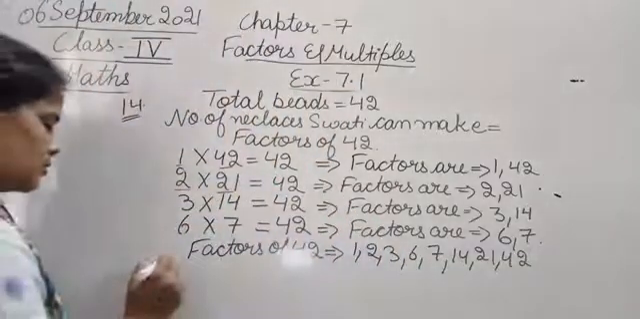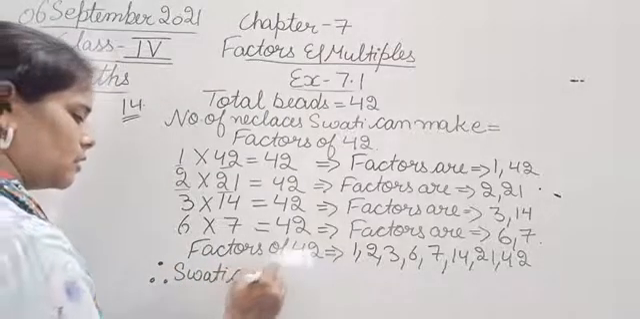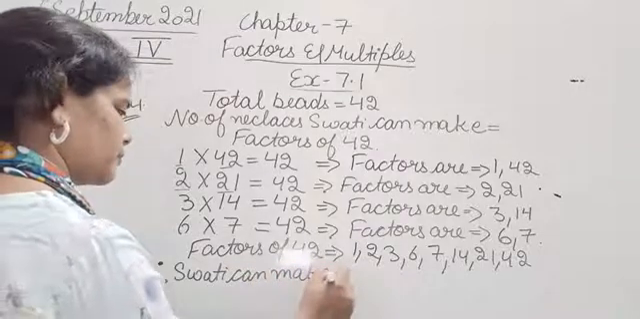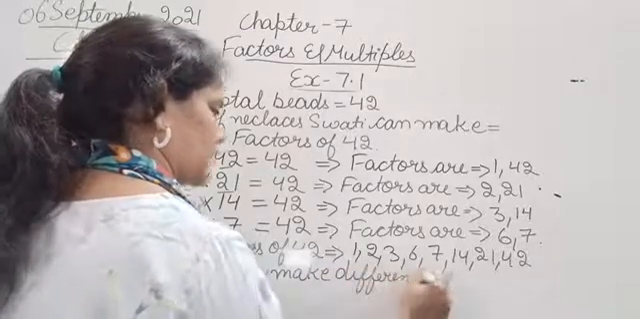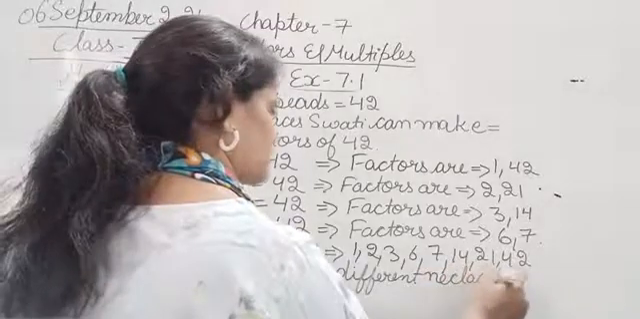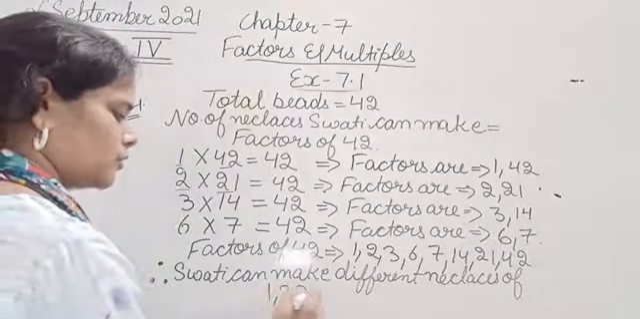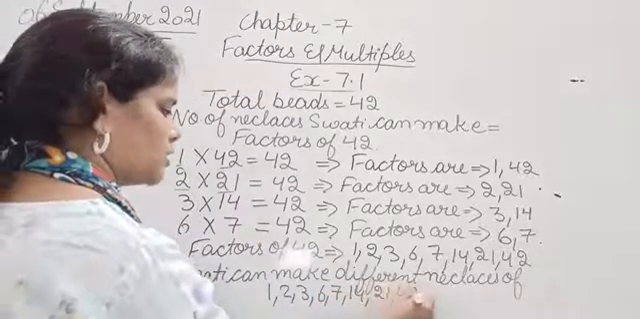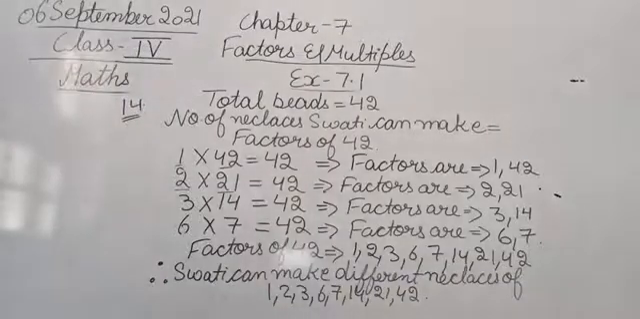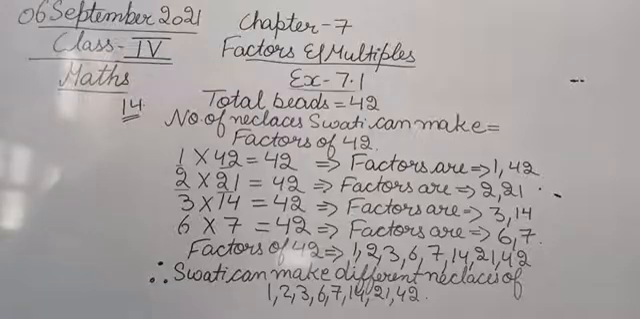Therefore, Swati can make different necklaces of 1, 2, 3, 6, 7, 14, 21 and 42. So this is the solution of question number 14. You can pause it here and note it down in your notebooks.